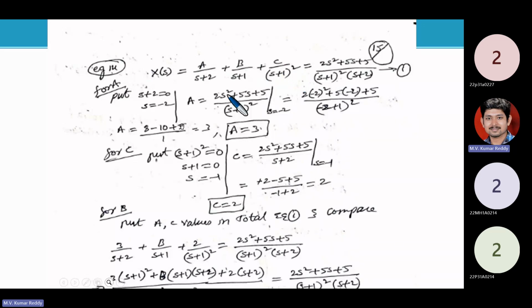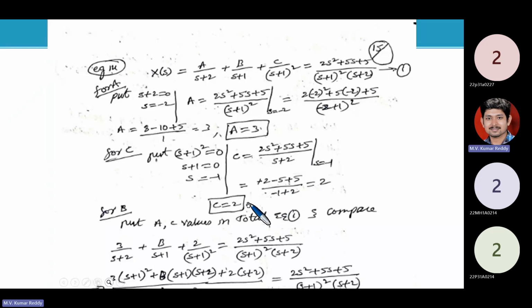So s plus 1 whole square is the greater value, so you have to consider this one. For c, put s plus 1 whole square is equal to 0, s plus 1 is equal to 0, s is equal to minus 1. So substitute this value. This s plus 1 square gets cancelled. What is the remaining term? 2s square plus 5s plus 5. Put s is equal to minus 1.